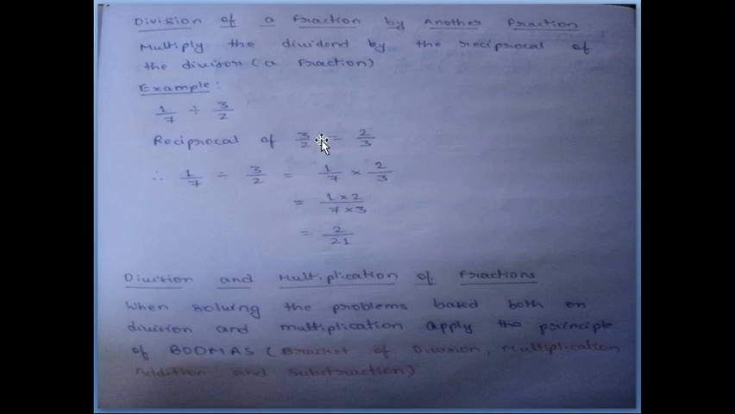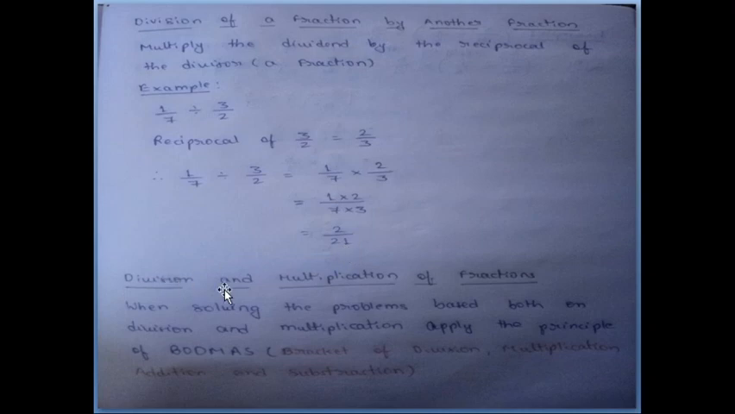So the reciprocal of 3 by 2 is equal to 2 by 3. Therefore 1 by 7 divided by 3 by 2 is equal to 1 by 7 into 2 by 3, which is equal to 1 into 2 divided by 7 into 3. Then 1 into 2 is 2 and 7 into 3 is equal to 21.